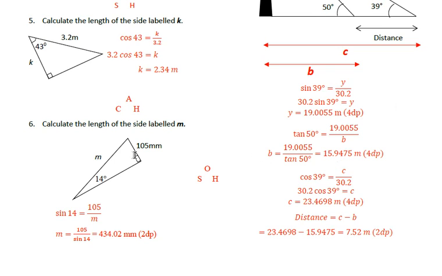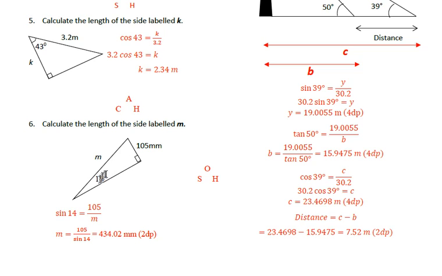Okay, now for the second part of the video on trigonometry. So we're looking at number 6 here, and we can see our opposite is 105 millimeters, opposite the 14 degrees, and our m value is our hypotenuse. That's the longest side there, and that's usually opposite the right angle. Well, it is always opposite the right angle. So another way of identifying the longest side, or hypotenuse, is that it is opposite the right angle.